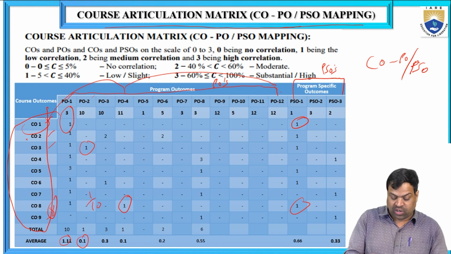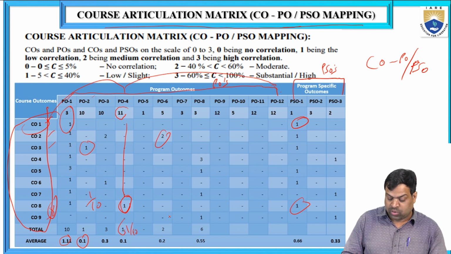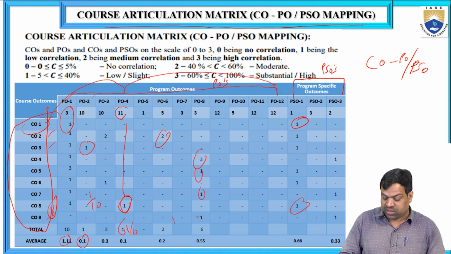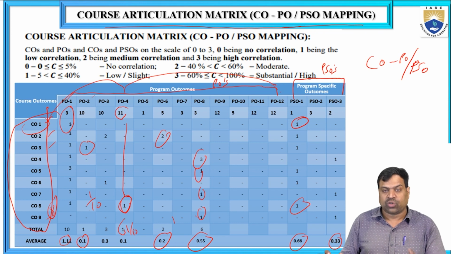Here, for CO9, how many POs are mapping? Only 1 is mapping. So 1 by 10, 0.1. Here, 2 are mapping. So 2 by 10. Here, how many are mapping? Suppose 3. Here, some 4. So what is the average of this one? Out of the total COs, how many are mapped to POs, and how many are mapped to PSOs? I am taking the average value of this one.